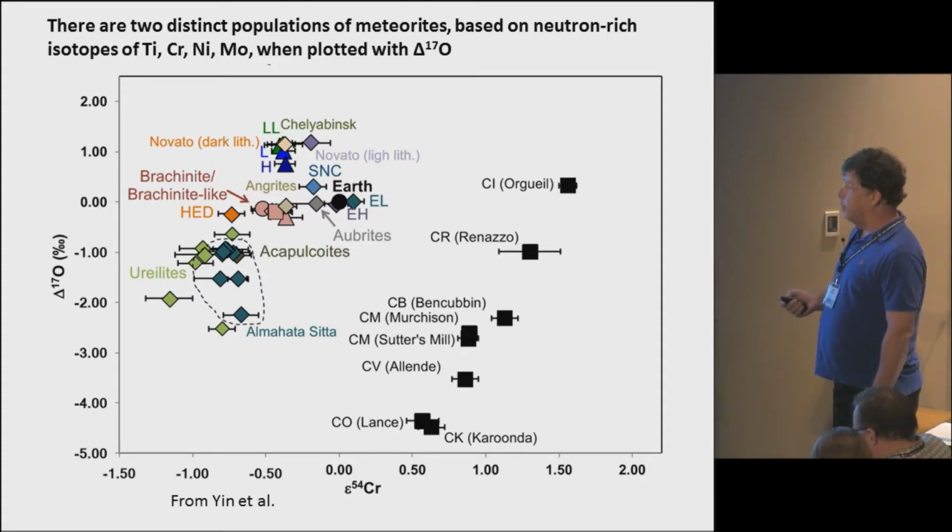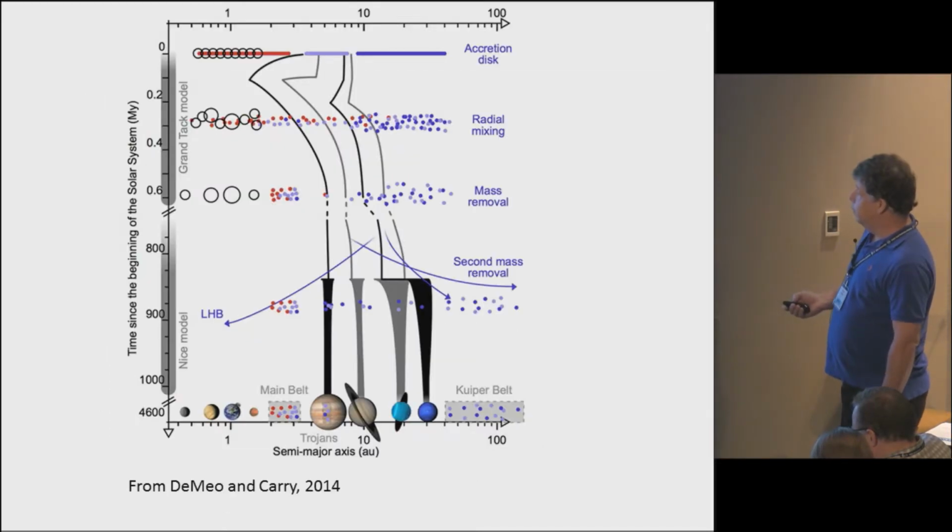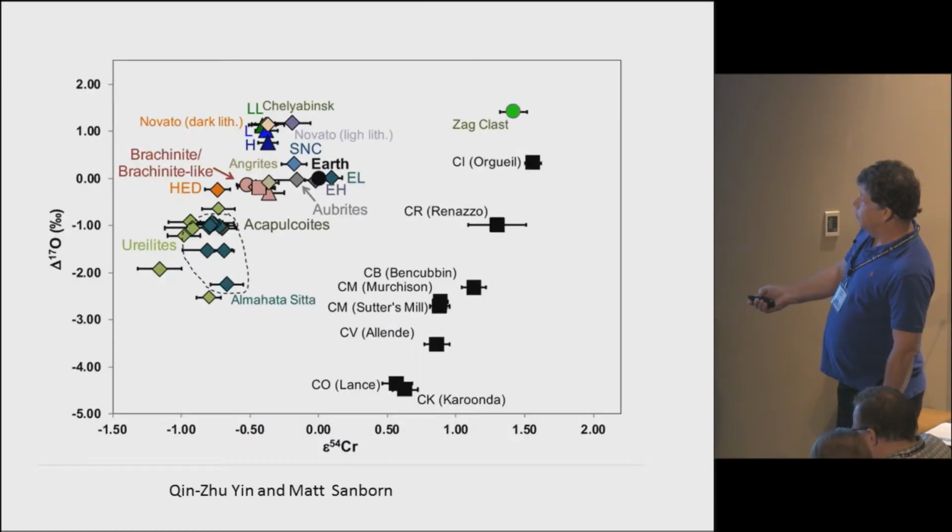That's one current idea. So if that's true, it suggests that the C chondrites derive from objects that formed actually beyond Jupiter and were brought in maybe during giant planet migration. That's the idea, and that's shown here. I'll just go through this real quick. Well, here's what this ZAG clast plots.